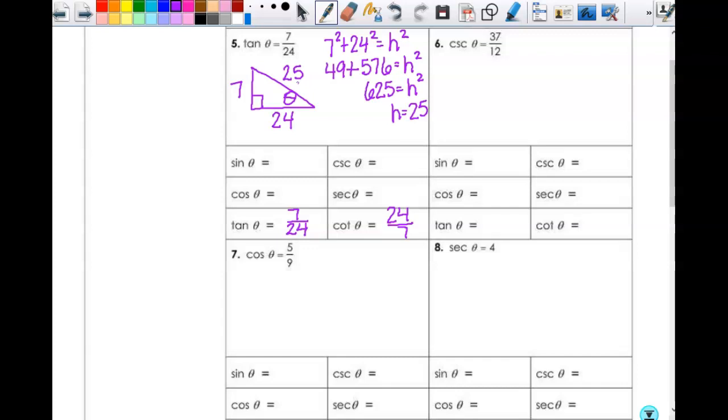It is not a special right triangle, but it's a Pythagorean triple. It's one of the Pythagorean triples, 7, 24, 25. If you come up with 3 whole numbers like that, that's a Pythagorean triple. Now, do you have to memorize them? No. I never made you memorize them, and I never would.